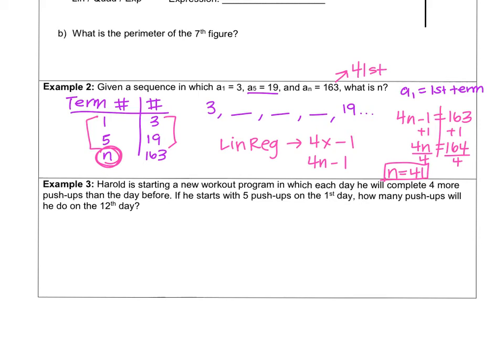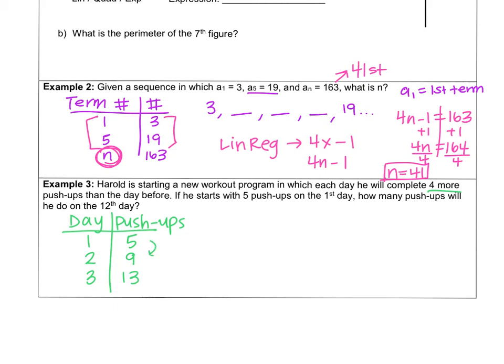Example 3 says Harold is starting a new workout program in which each day he will complete 4 more push-ups than the day before. If he starts with 5 on the first day, how many push-ups will he do on the 12th day? So I can create, again, a table with the number of days and the number of push-ups. On the first day, he completed 5. On the second day, I know that it is 4 more than the day before, so that would be 9. On the third day, it would be 13. You're adding 4 each time.